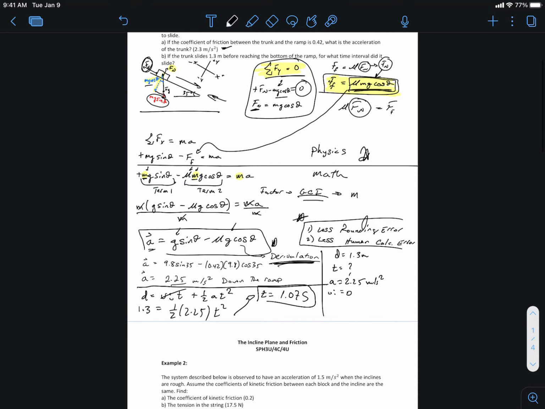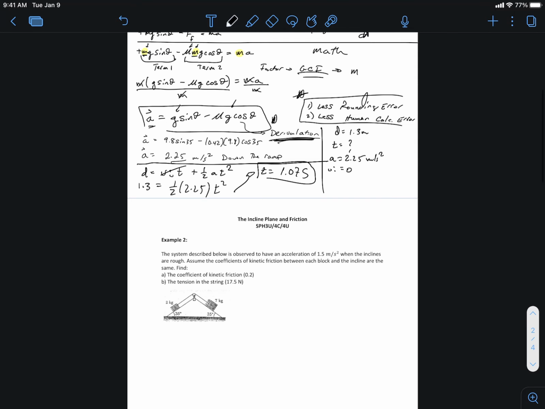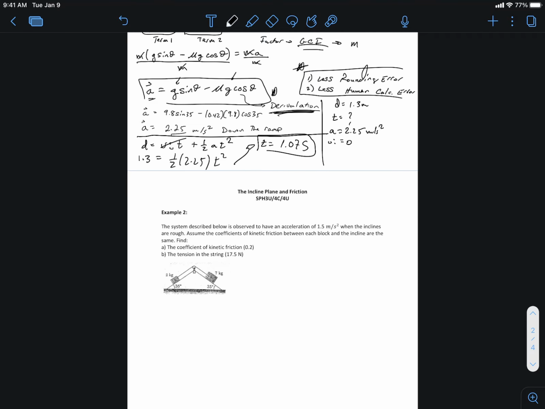Okay, the second one's kind of a bear of a question. This is a little bit harder. It's harder because there's just more information. That's it. You're going to attack this problem the exact same way. So first things first, I need a free body diagram to represent this situation.